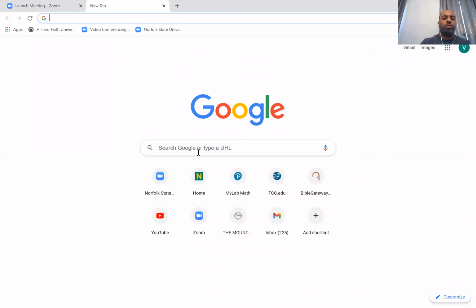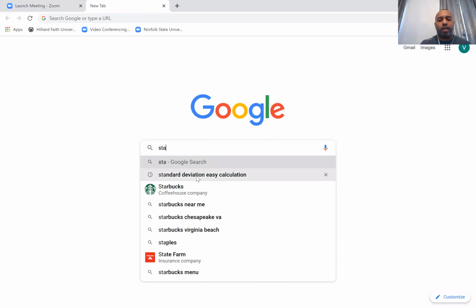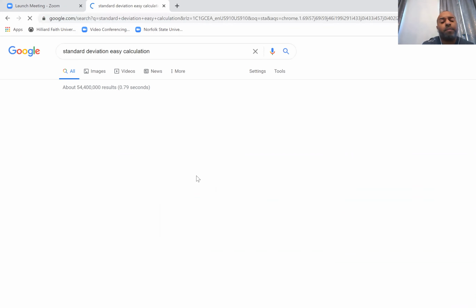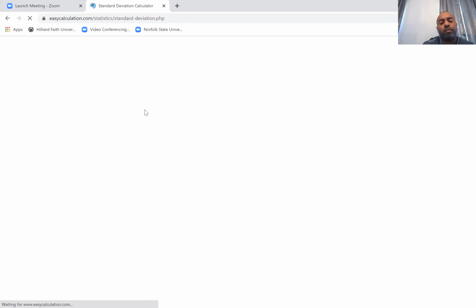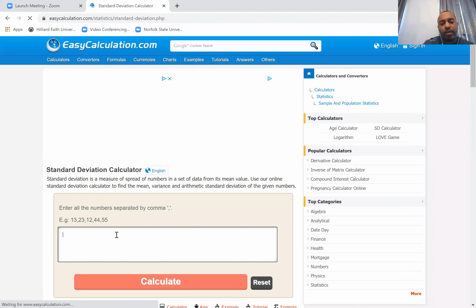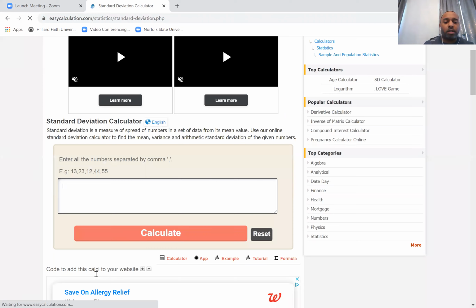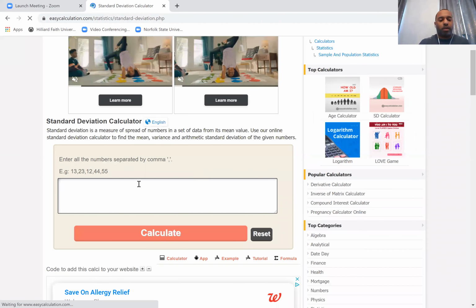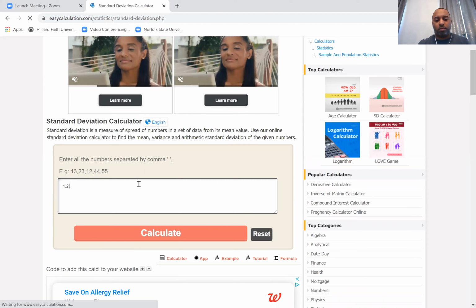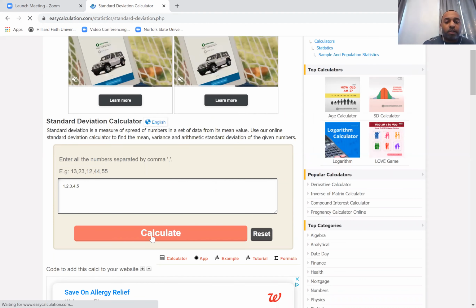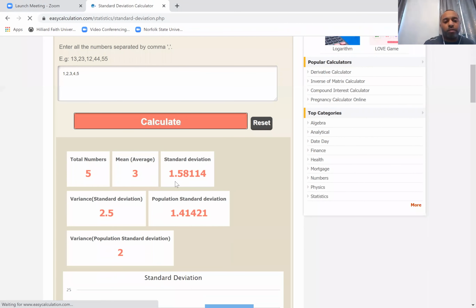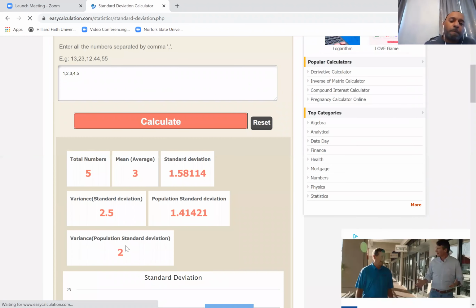So all I would do is Google standard deviation, easy calculation. And the first one is easycalculation.com. And then you can type in your data values, separate them by comma, and it'll find it for you. So in other words, I just put in 1, 2, 3, 4, 5 and hit calculate. And there it gives me my sample standard deviation, sample variance, population standard deviation, population variance.